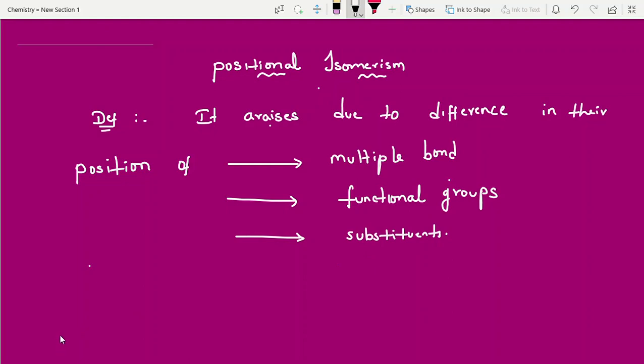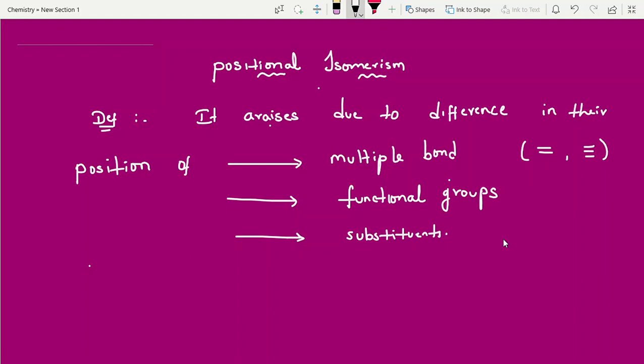Now, I am taking one example. I will discuss everything. Here, multiple bonds are nothing but double bond, triple bond. With respect to this, you can also speak about functional groups. I have already uploaded a video on functional groups. OH group, alcohols, carboxylic acid. Carboxylic acid is a chain terminating functional group. It never shows positional isomerism. It shows only chain isomerism. I will give you that note point later.